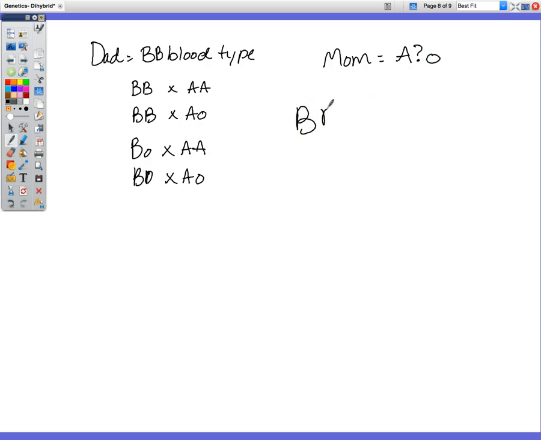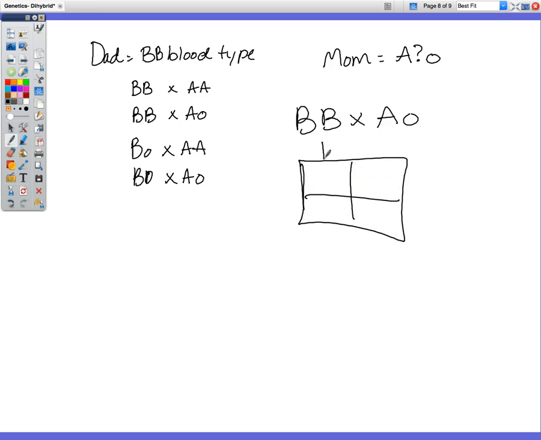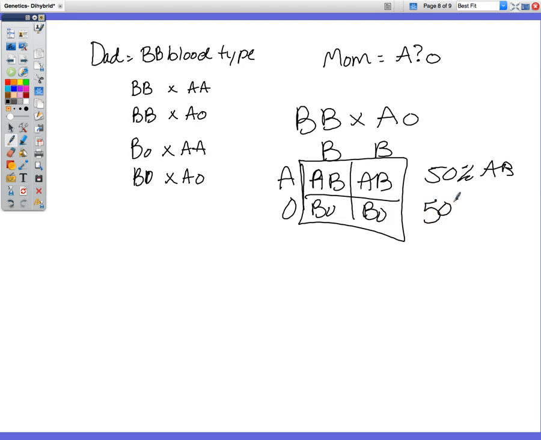So B, we're going to cross AO. Do your Punnett square. So you have 50, and this would be for every child you would have. You'd always have a 50-50 chance of getting whichever blood type.